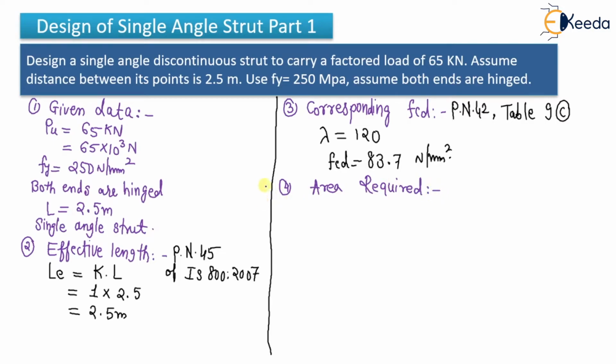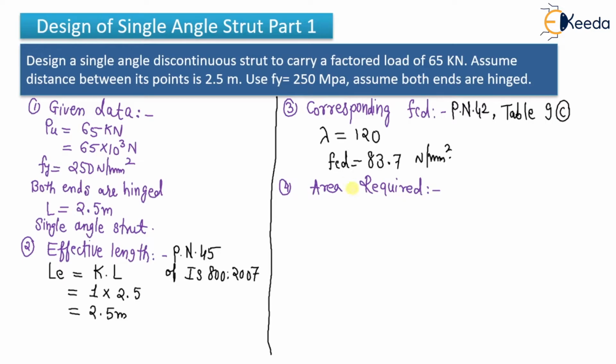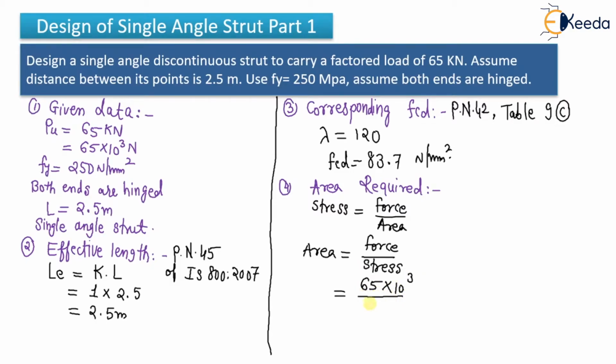So required area. For required area, I have told you the formula also. I'll write like this: stress is equal to force divided by area. So if you want to calculate the area, area will be equal to force divided by stress. Now, what is the value of stress and what is the value of force? Force is 65 kilonewton, but in Newton it will be 65 into 10 raised to 3, divided by stress.